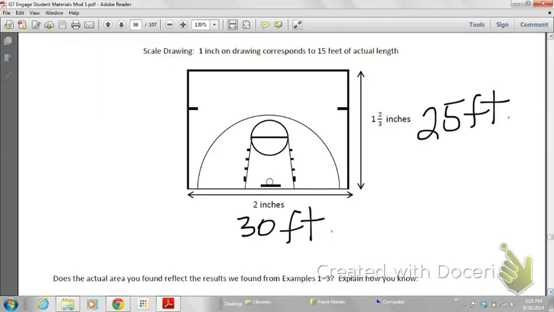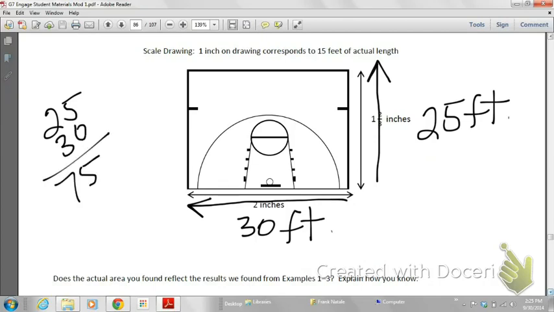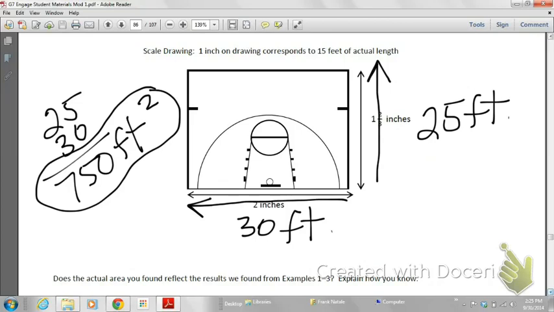Okay, so here they are again. 25 feet by 30 feet, and to find the area, we are multiplying these two dimensions, the one dimension that moves that way and one dimension that moves this way, width by length. If we multiplied 25 by 30, hopefully you know that would equal 750 square feet. So the area of this basketball court is 750 square feet. Now we're going to be asked another question.